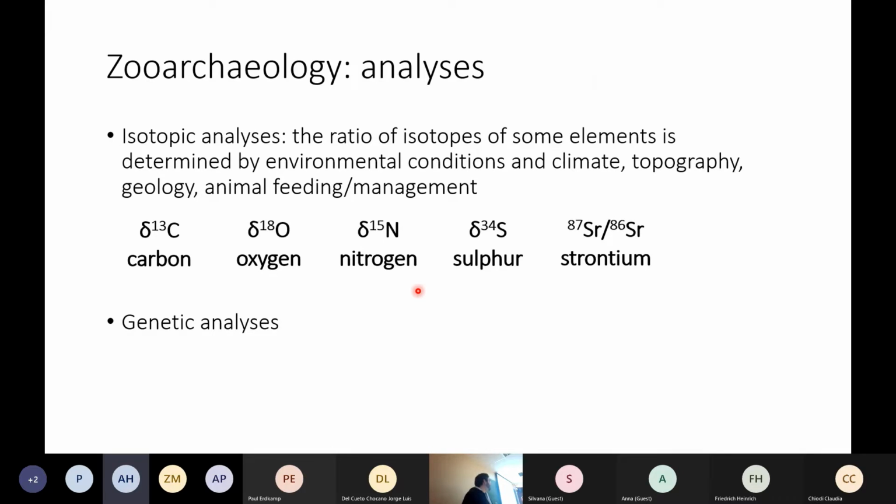And just a very brief mention of these analyses, which became widespread in the last few decades. Isotopic analysis: the proportions of some isotopes in the bones and teeth of animals can vary based on variables such as animal feeding, climate, geology, and so on. So they can be used to tackle all these research questions. And then, of course, genetic analyses have been used to reconstruct domestication of mammals and to track mobility of animals and so on.